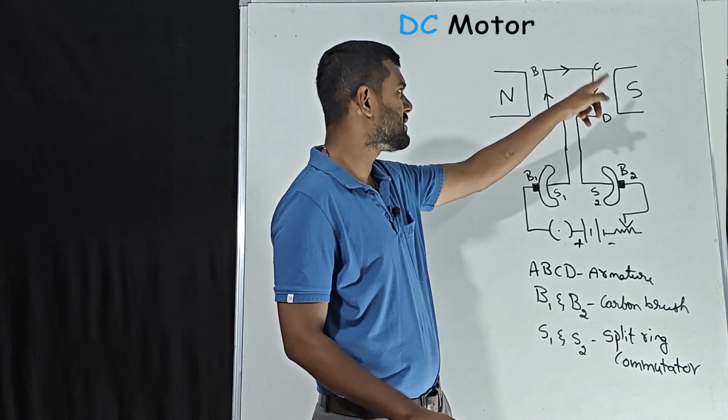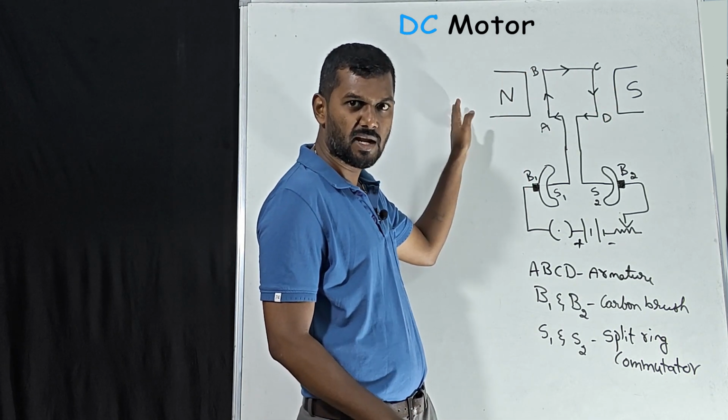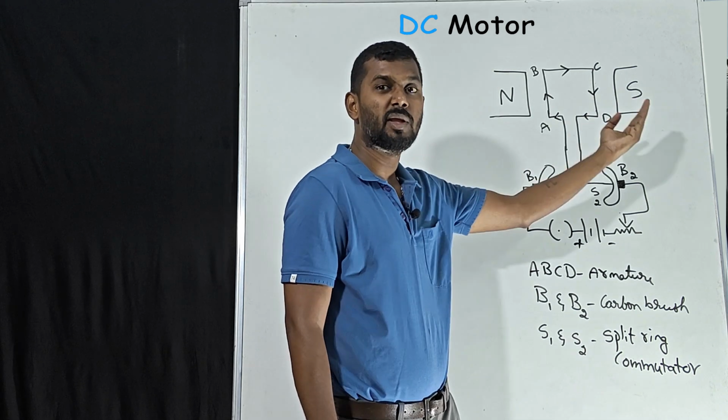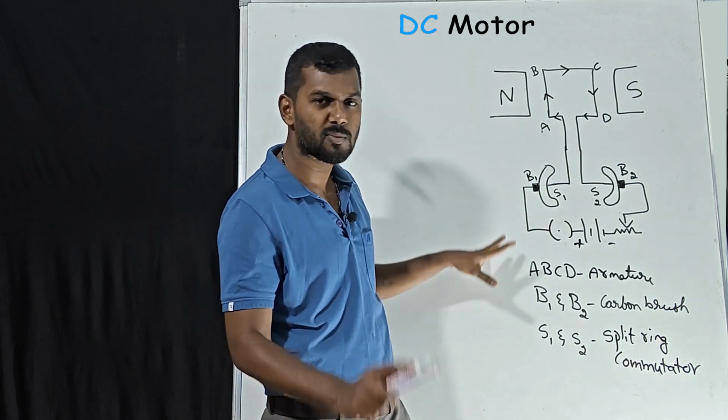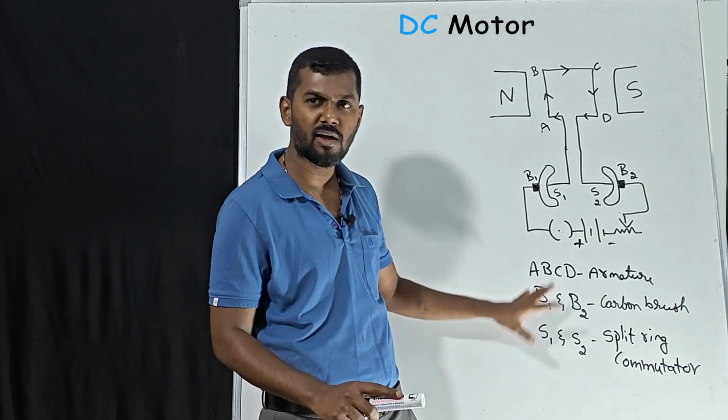If the north is that side and south is on this side, then the direction of magnetic field will be towards left. Okay, all these things you should analyze properly once. Now we'll understand the parts.